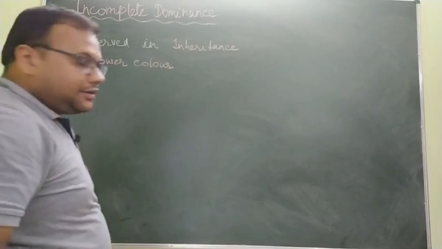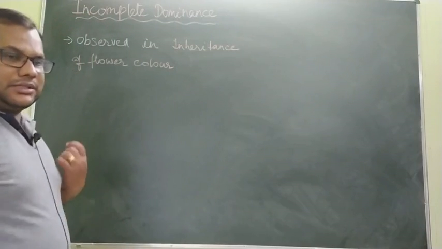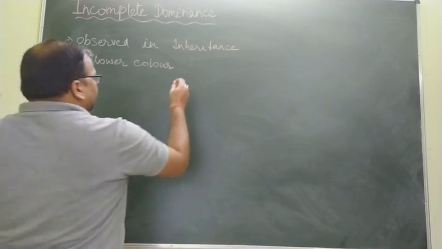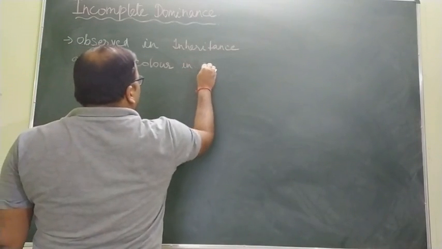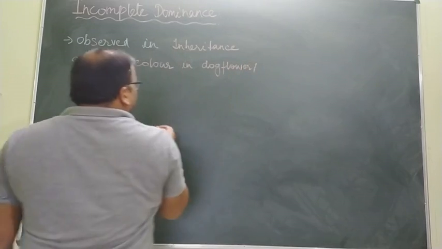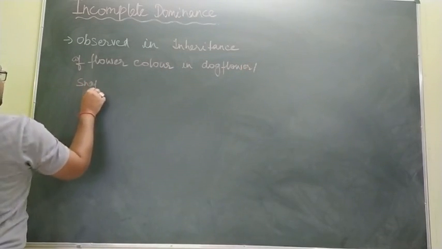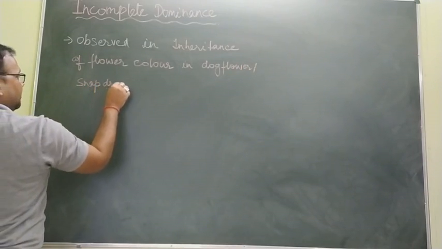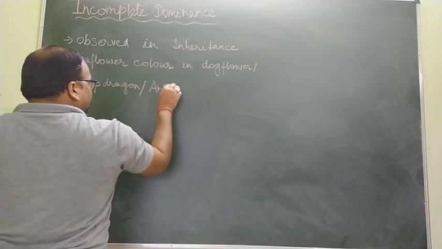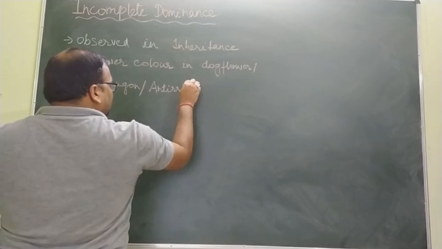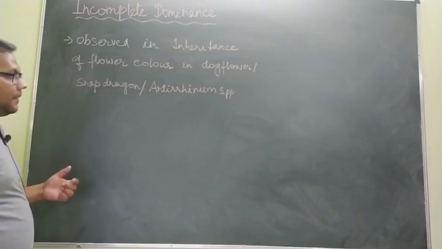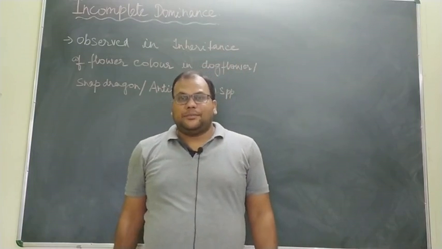It is a character. जैसे पी प्लांट में स्टेम की हाइट एक स्पेसिफिक कैरेक्टर थी. Likewise, the flower color in dog flower. Dog flower is the name of a plant, or it is also called as snapdragon. Snapdragon, or scientific name is antirrhinum. Antirrhinum species.